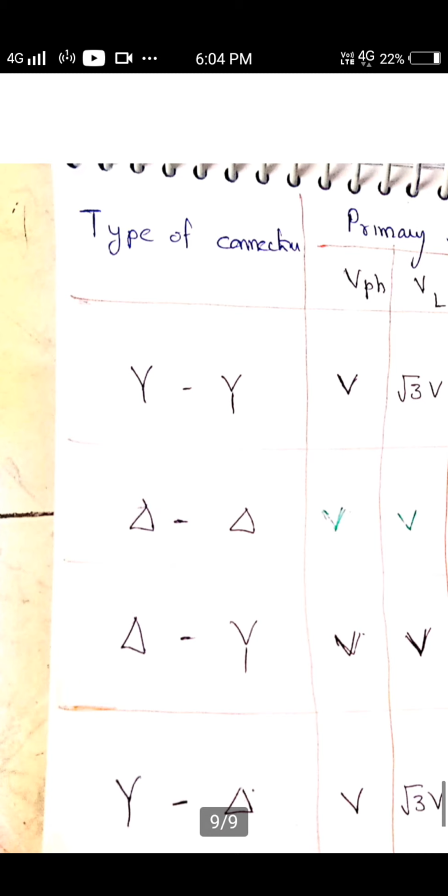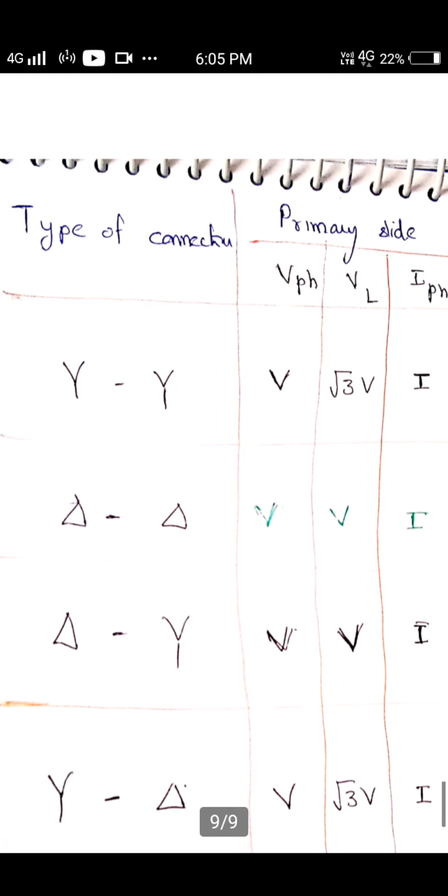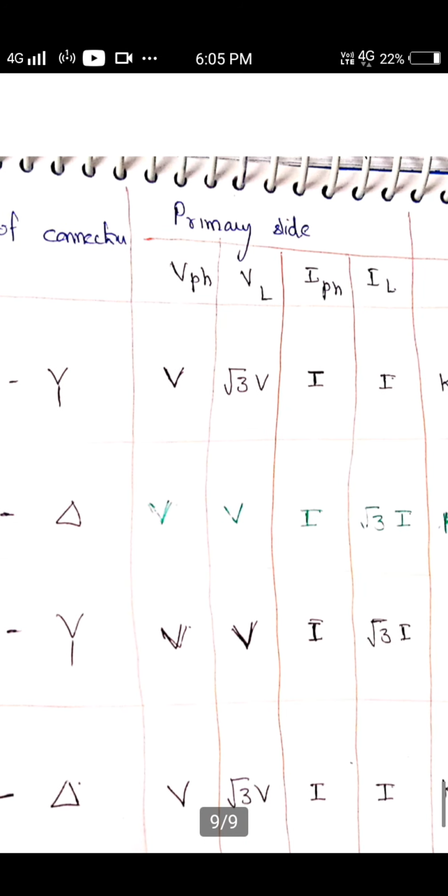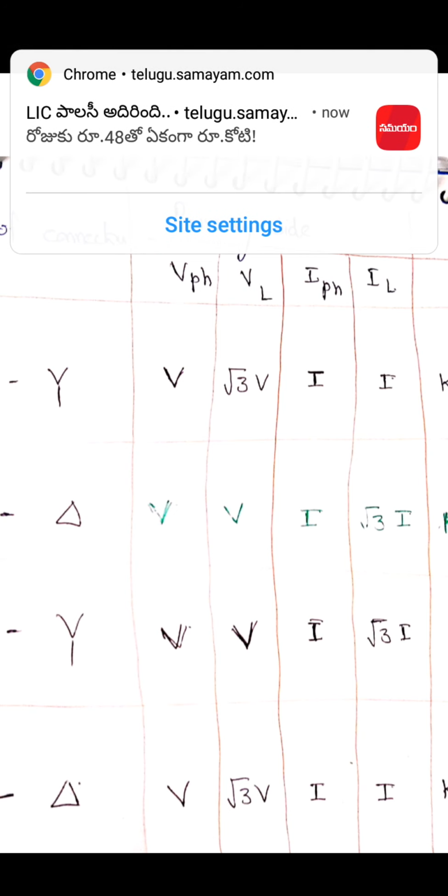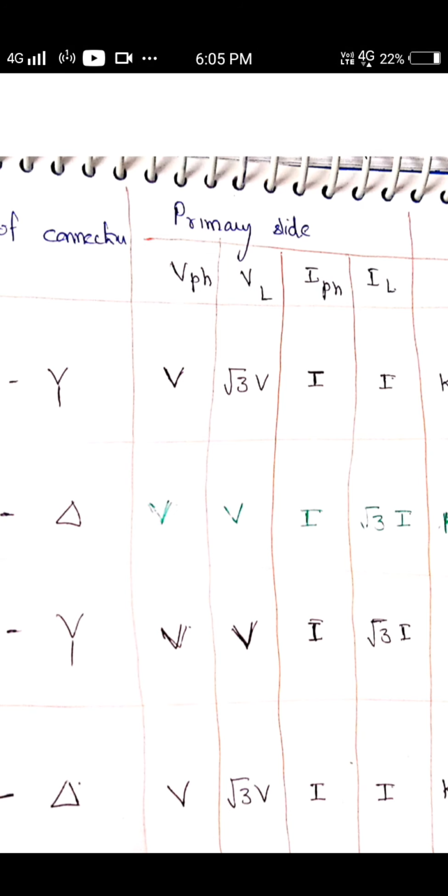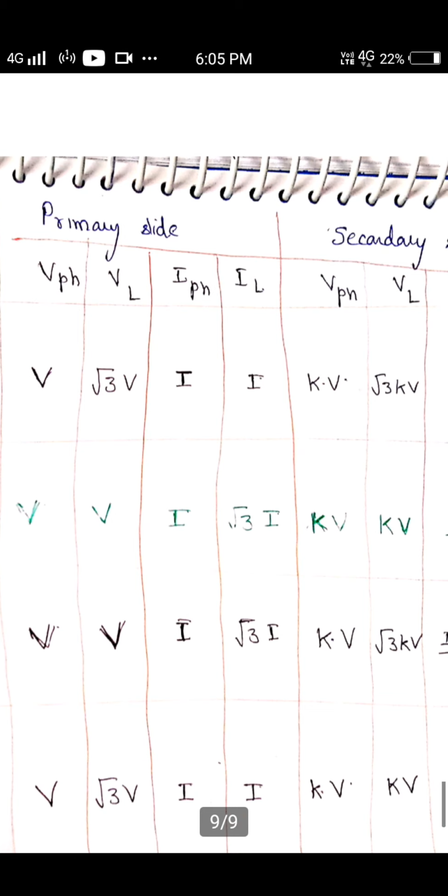Now come to the delta star connection. Primary side delta, secondary star. So on the primary side, the phase voltage I assumed as V. Then the line voltage is also V. Why? Because it's a delta connection. Here assuming the phase current as I, then the line current is equal to root 3 times I. Why? Because it's a delta connection.